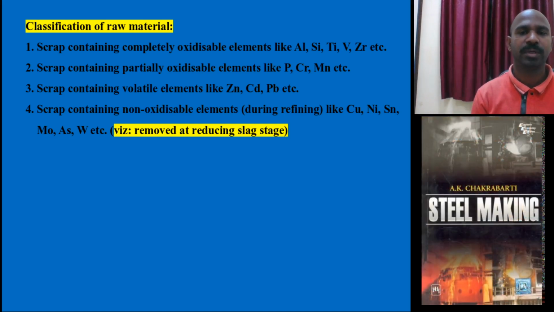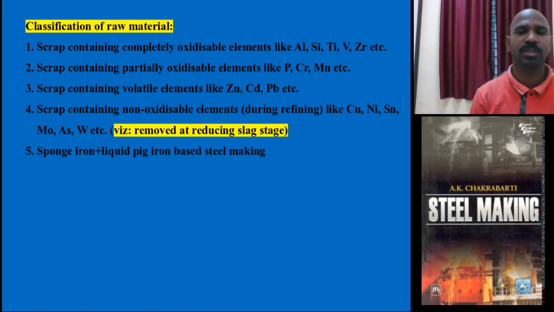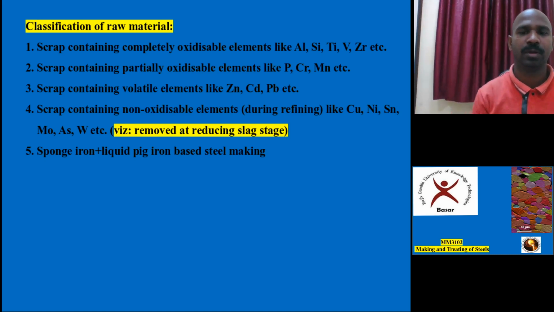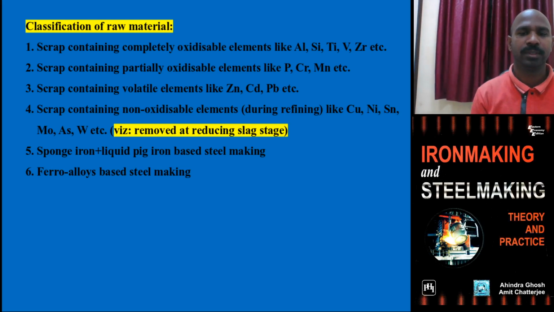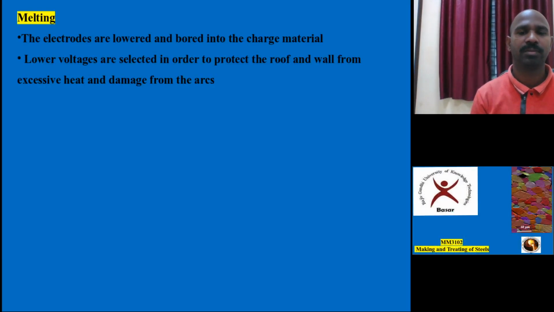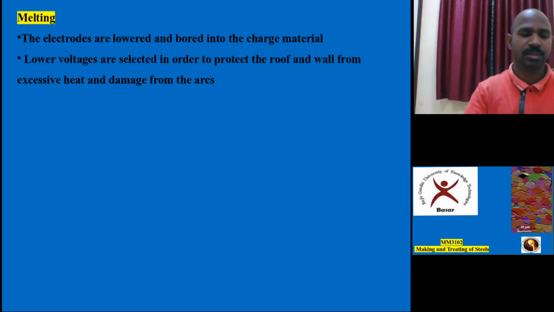Mainly the sulfur will be reduced to some extent, and there is another basic steel making process within the electric arc furnace: sponge iron combined with liquid pig iron, or only sponge iron based steel making, or ferroalloy based steel making. You will use alloys such as ferrochrome and ferromanganese to produce the steel, and those are the advantages. Let us see how the melting step takes place.